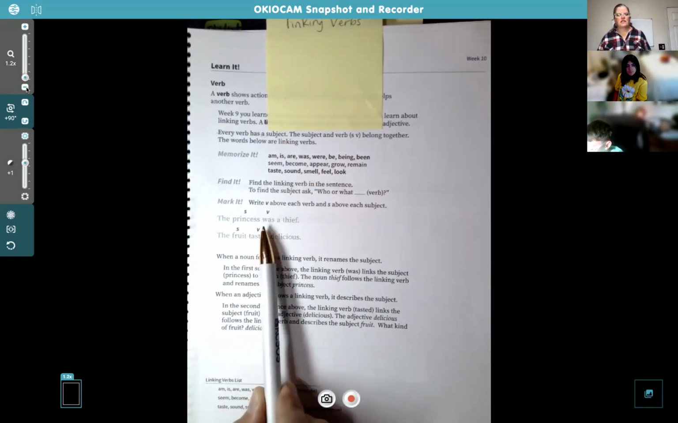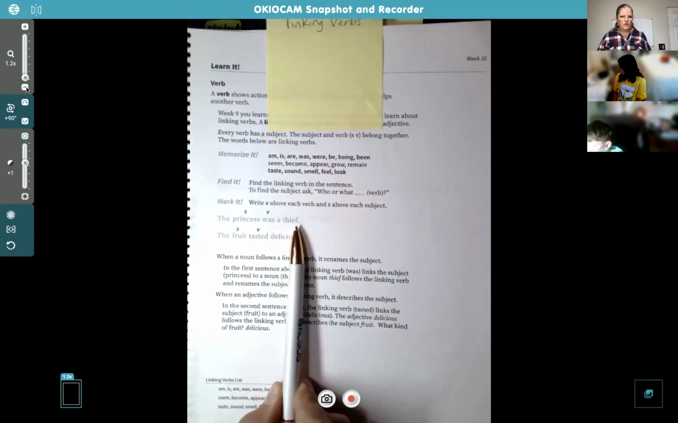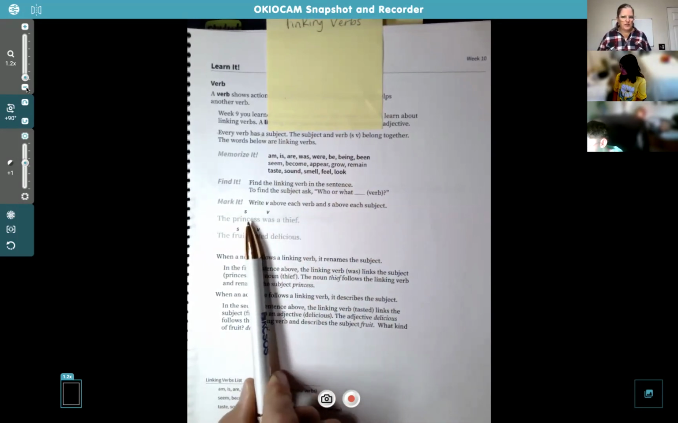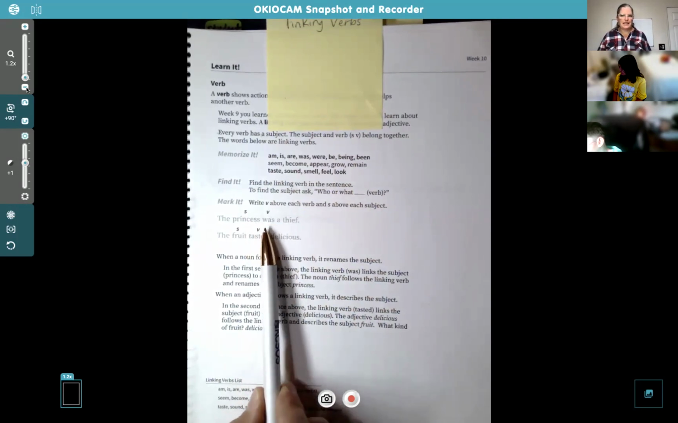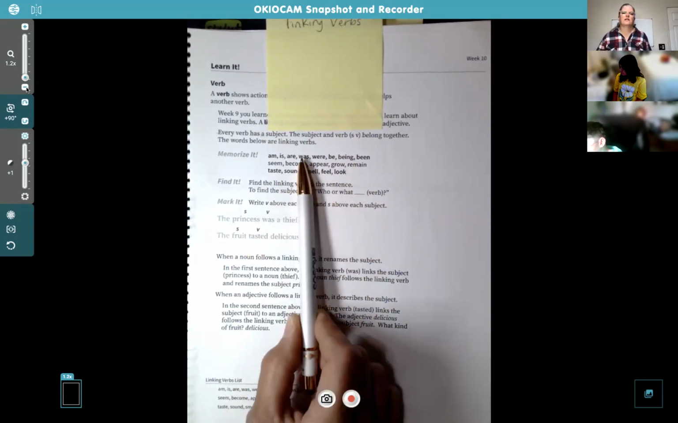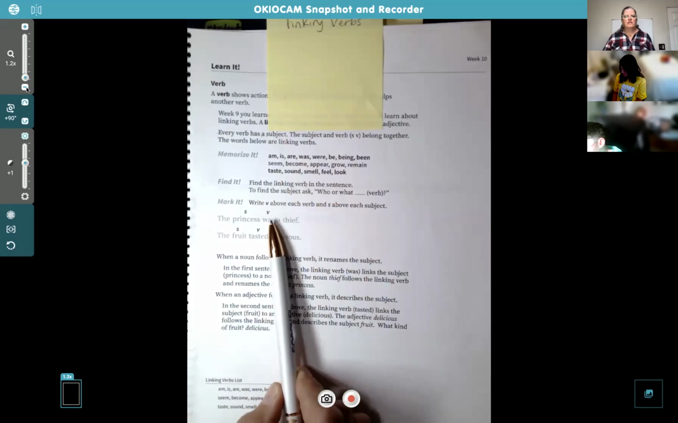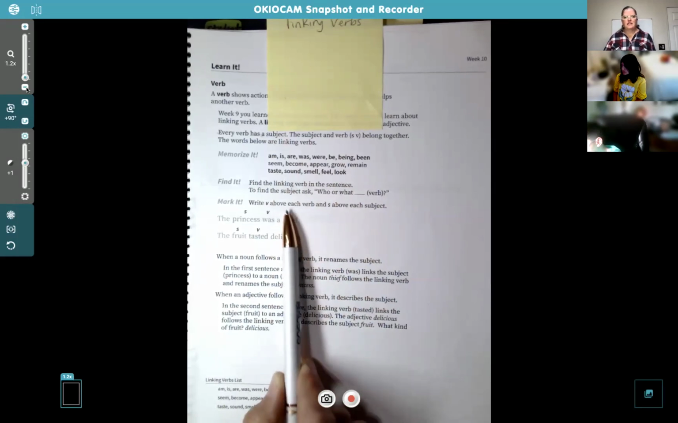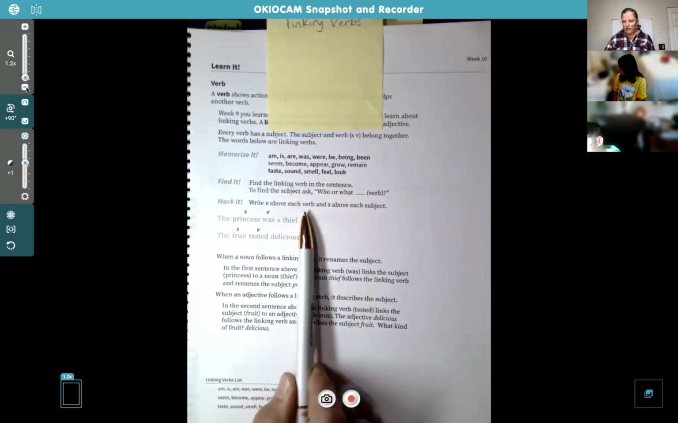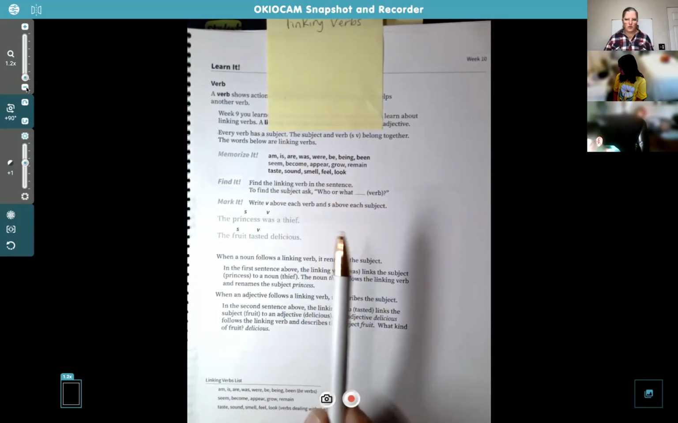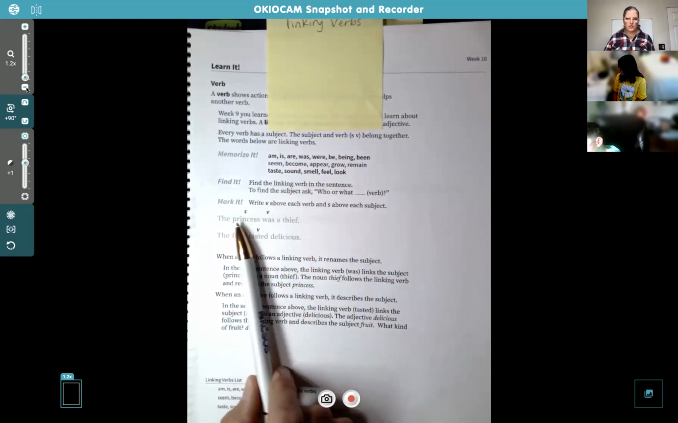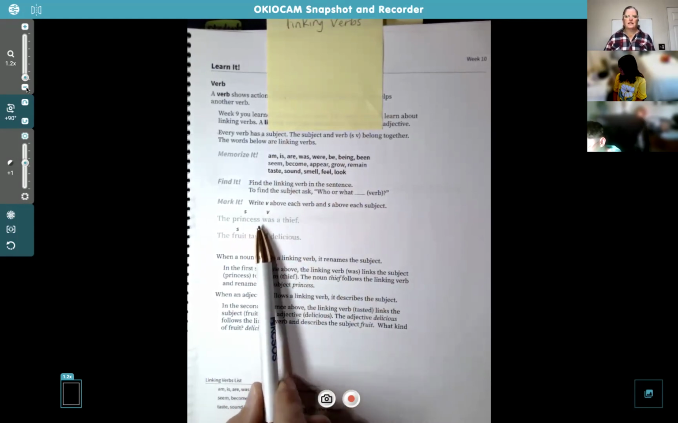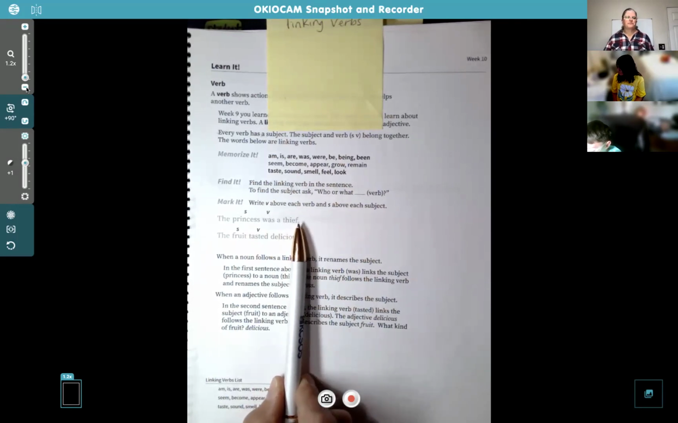It says, the princess was a thief. So here we have the subject princess, and the verb this time is linking. It's was, and you can see it on the list above here. But it's linking it to another noun, which is thief, and that noun can take the place of the subject. It's the same person, the princess, thief. They're using that word interchangeably, which just means that that is what she is. Okay, so it's linking it to another noun.